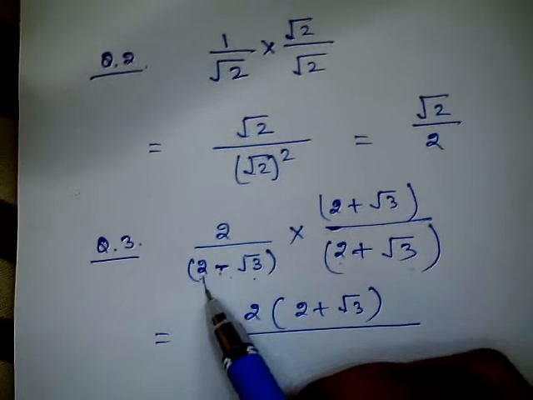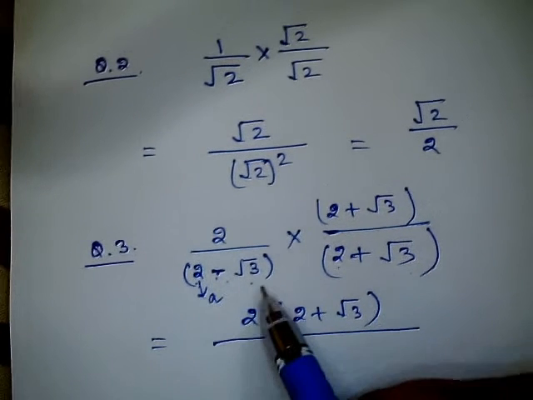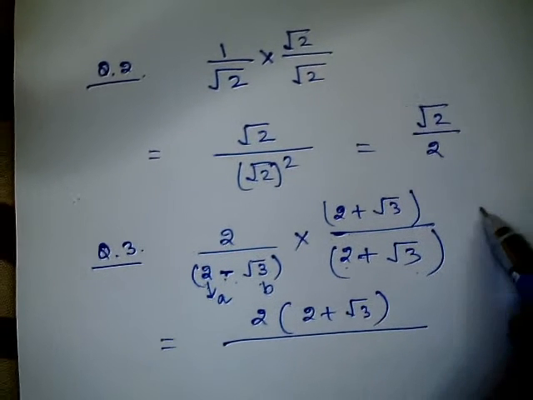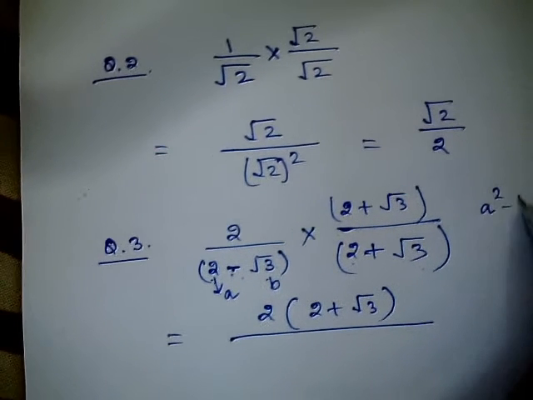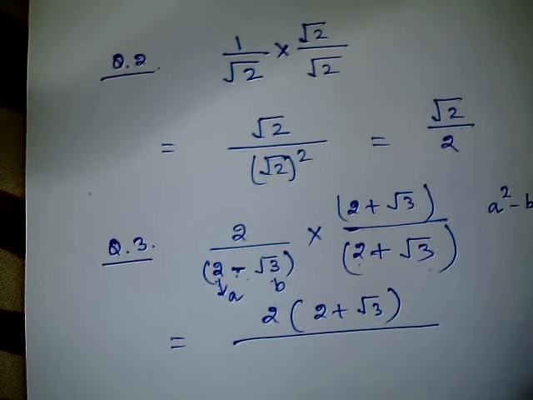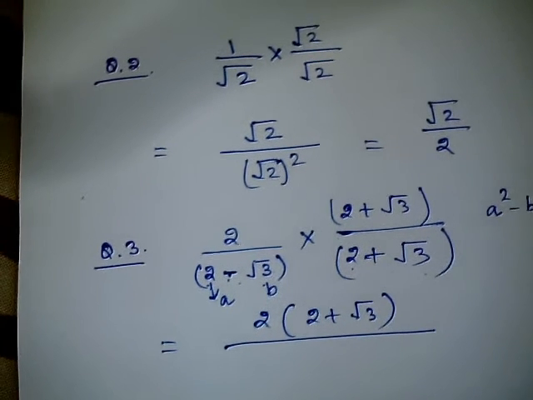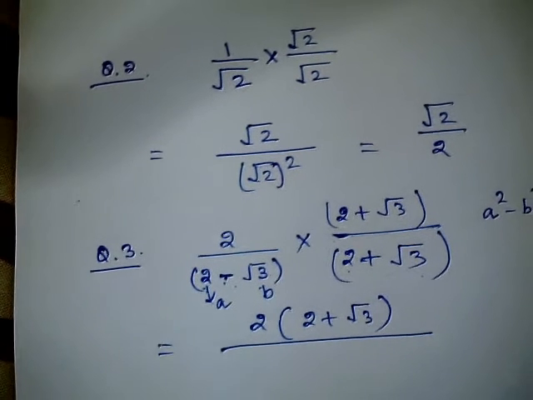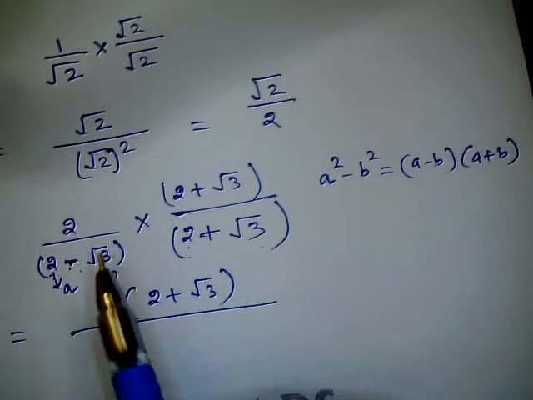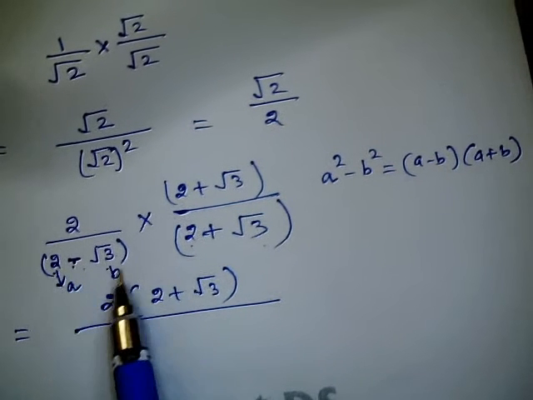So from this form you can see, I have written the identity a square minus b square, that's going to be a minus b, and another bracket a plus b. Okay, so this is the identity, I am going to use it over here, and this is going to be a equals to 2 and b equals to root 3. So this part is given, and that we need to use it over here.